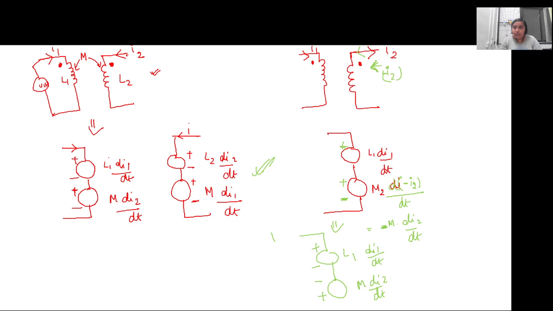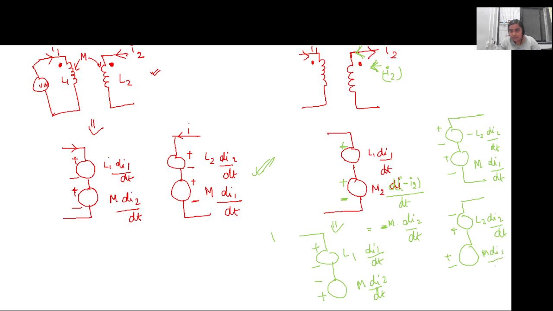Yeah, okay. So again for the second circuit, either you imagine a minus I2 current coming this way and write minus L2 di2 by dt in this direction and M di1 by dt in this direction, or, getting rid of minus I2, the convention will be changed: L2 di2 by dt, and this is plus minus M di1 by dt.